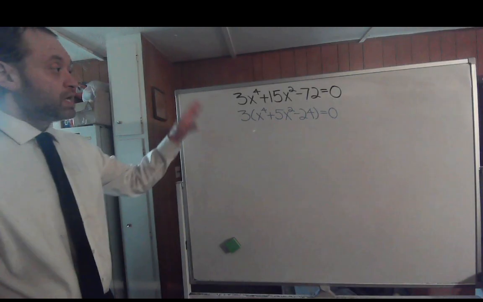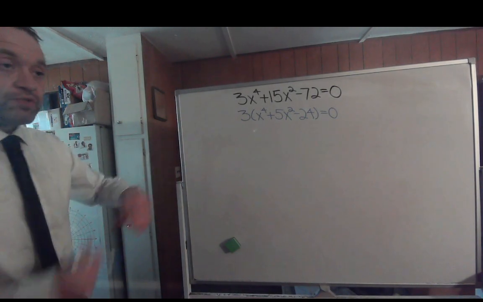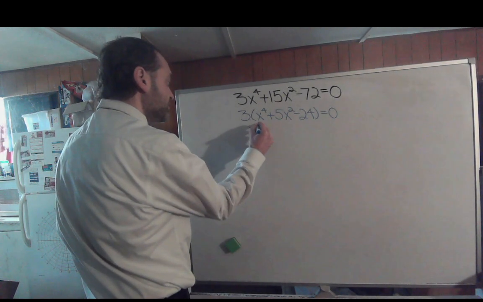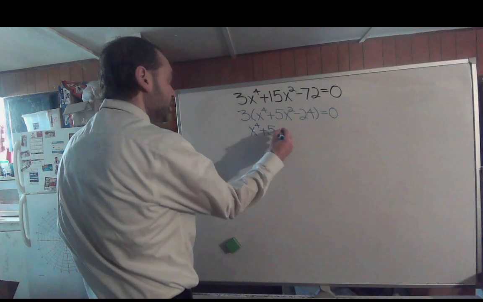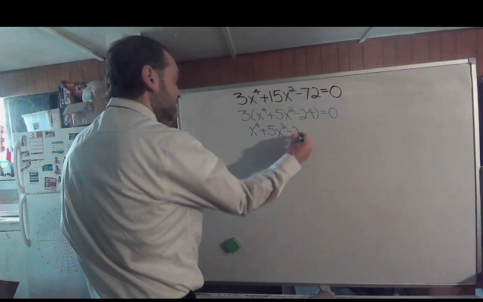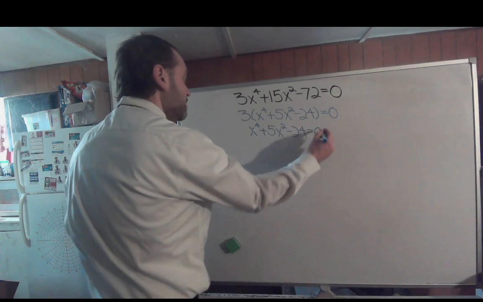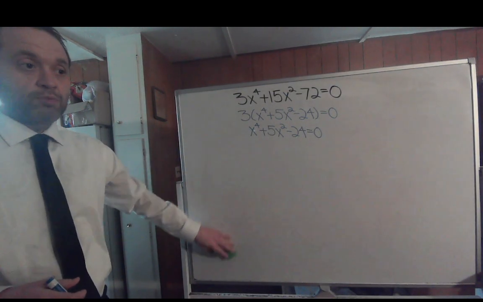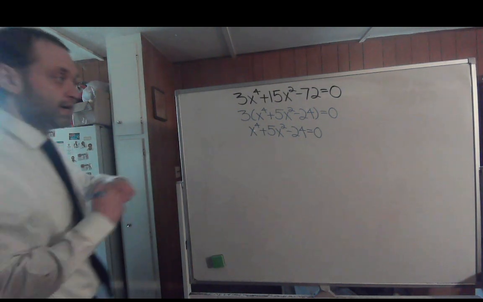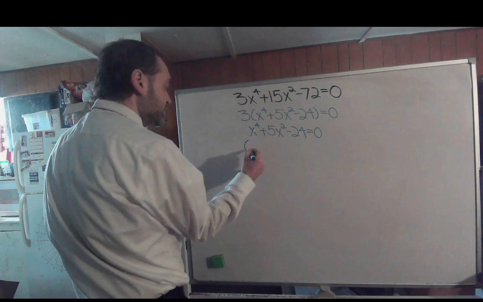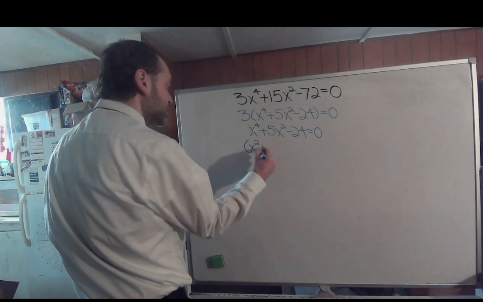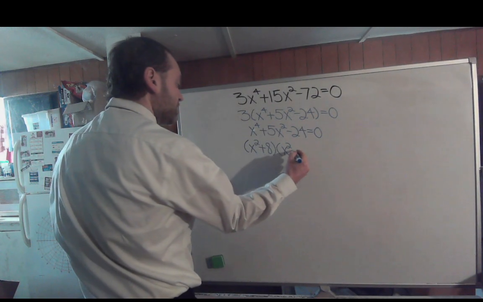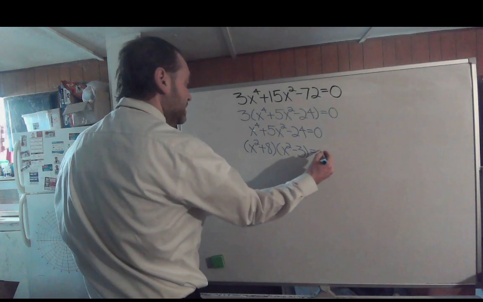Well, you can divide both sides by 3 to get rid of that constant multiple. You would now be reduced to x to the fourth plus 5x squared minus 24 equals 0. And then, as we talked about in yesterday's lesson on factoring even power polynomials, you can treat it like a quadratic. This is going to factor into the quantity x squared plus 8 times the quantity x squared minus 3 equal to 0.